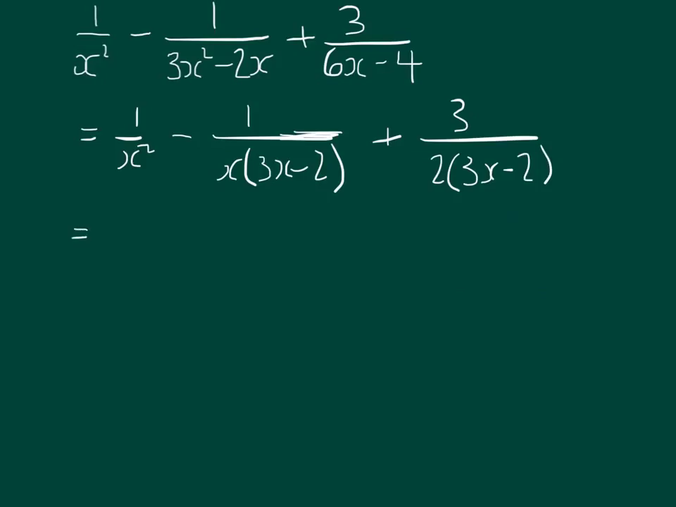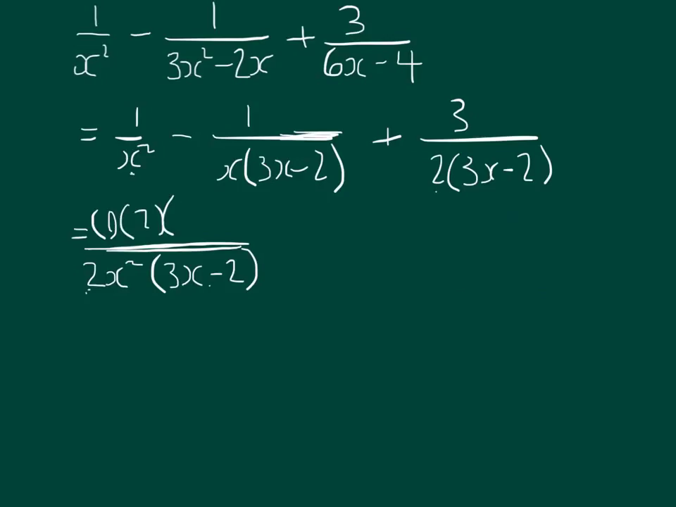So the common denominator, well, we're going to need an x squared, and then we're going to need a 3x take 2. Oh, and we're also going to need a 2 from this person. So 2 times x squared times 3x take 2. So what did we need to multiply this x squared by to get this lot? Well, we needed to multiply it by this 2 and this 3x take 2. So we've got 1 times 2 times 3x take 2.